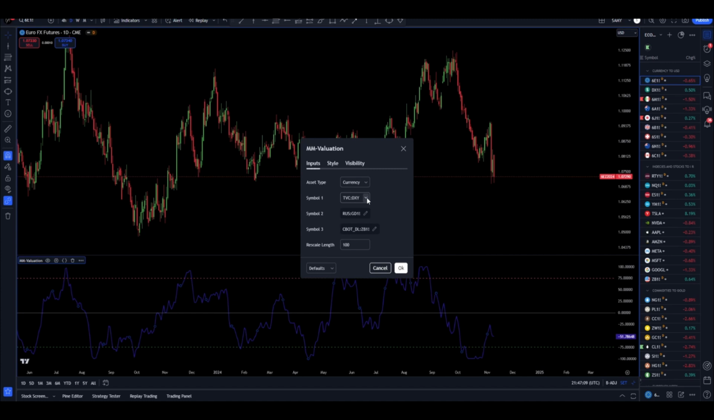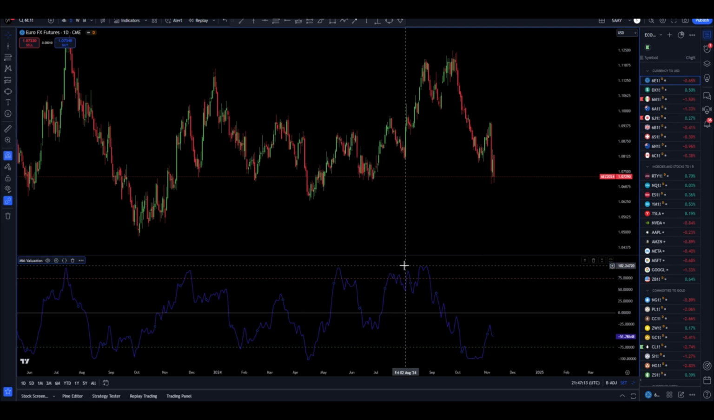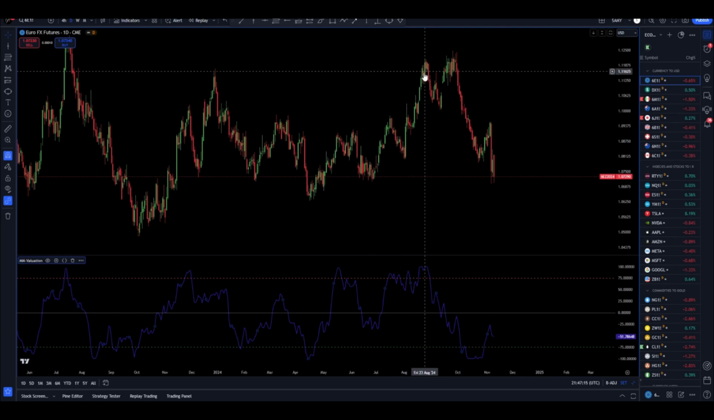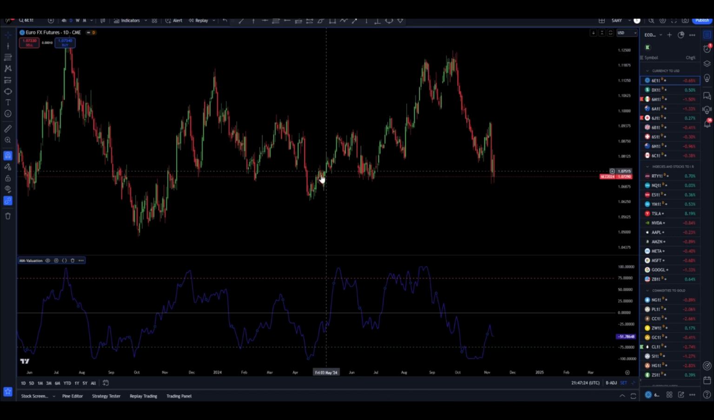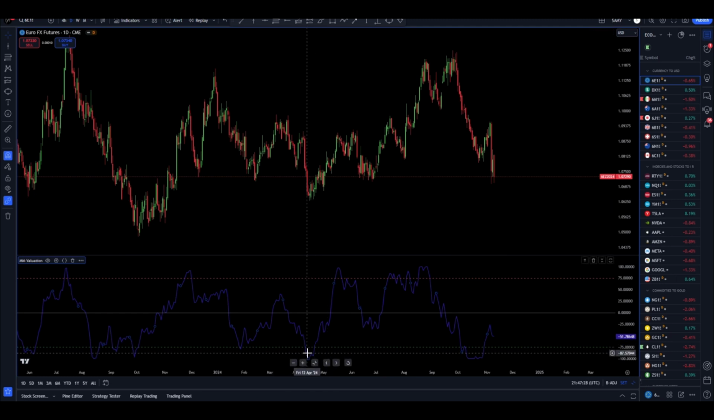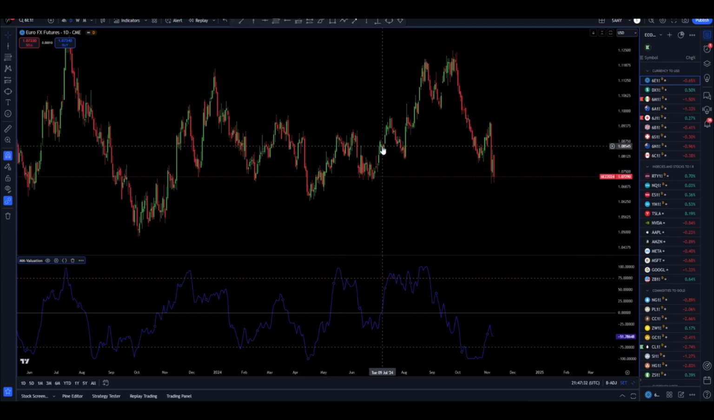So we're going to compare the euro against the dollar. Whenever the euro is overvalued against the dollar, we've seen a down move in the euro. Whenever we have seen the euro undervalued against the dollar, we have seen a rally move in the euro.